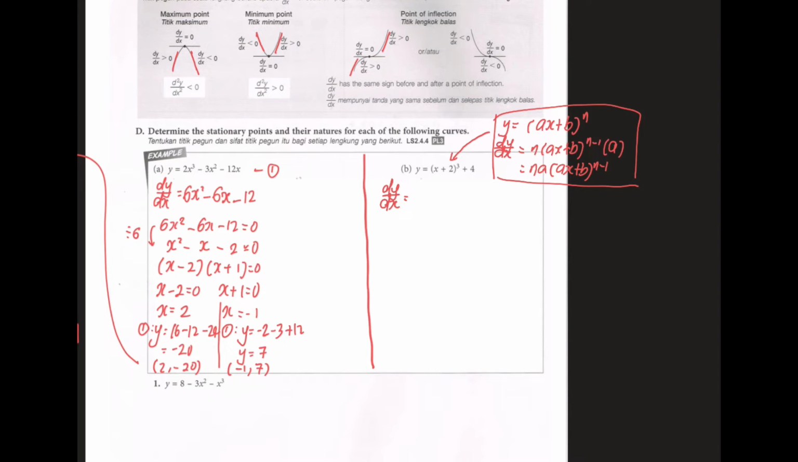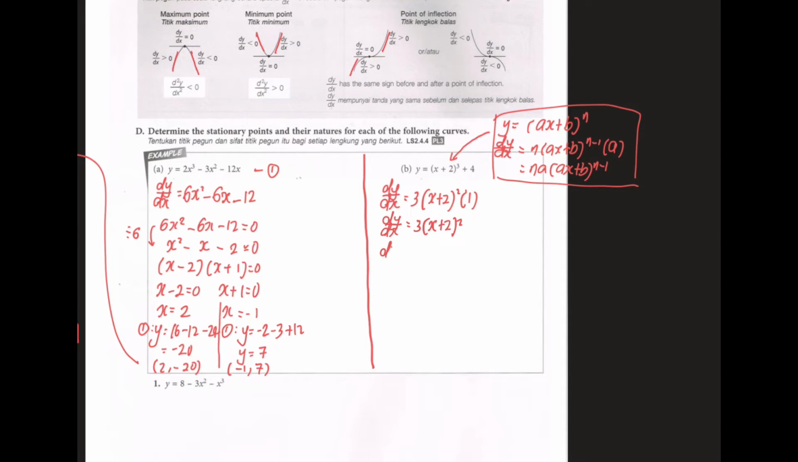Okay, so if I apply that formula, I will get 3(x plus 2) squared times 1, and then differentiate 4 becomes 0. Just for your information, why I have 1, because I differentiate x and I get 1. Differentiate 2, I get 0, so 1 plus 0, so end up with 1. So 1 times 3, then we'll get 3(x plus 2) squared. So this is my dy/dx.